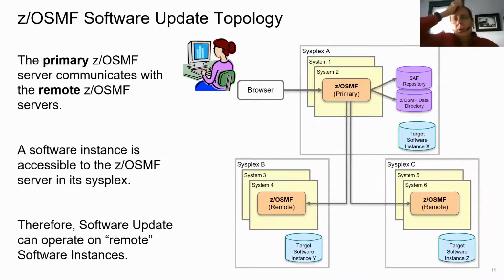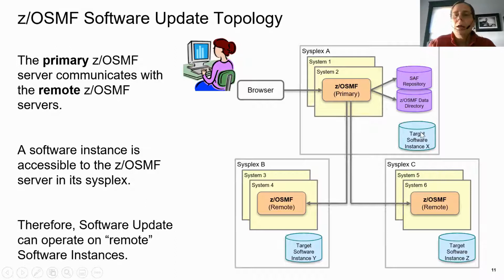So let's look at the software update topology. This should also be a little bit familiar if you're familiar with the software management topology as well. Here I'm logged onto my browser, communicating with HTTPS to my z/OSMF. I'll call it the primary server because that's where I'm logged on. I'm in a sysplex here. I have system 1, system 2. And this z/OSMF system has information in the repository. This is called the user dir in z/OSMF, and this is where all the hardened data is stored for z/OSMF.